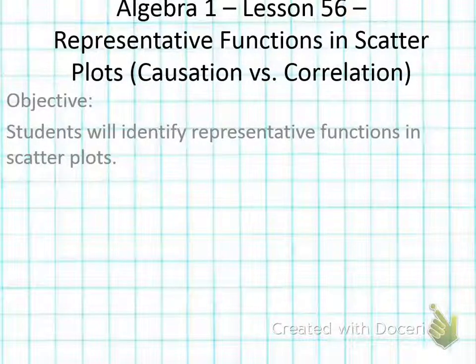Alright, this is lesson 56 for Algebra 1. Today we're continuing our statistics unit in algebra, and we're talking about representative functions.